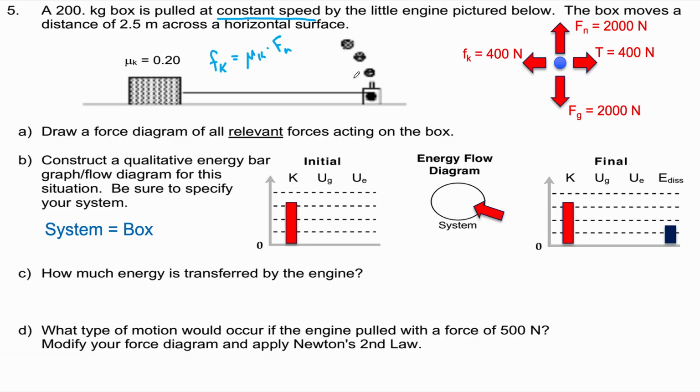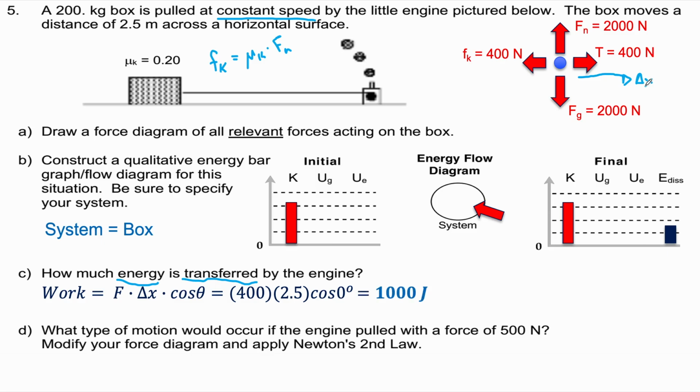C, how much energy is transferred? Whenever you see the words energy and transferred together, there's only one thing that can transfer energy from one system to another, and that's work. And again, remember, work is defined as force times displacement times the cosine of the angle between those two. In this case, the angle is 0. Why? The displacement is in the same direction as the force that the engine's exerting along that rope, the tension. And so if you solve it, you'll discover that the work done by this engine when it pulls that 2.5 meters is just going to be 1,000 joules.